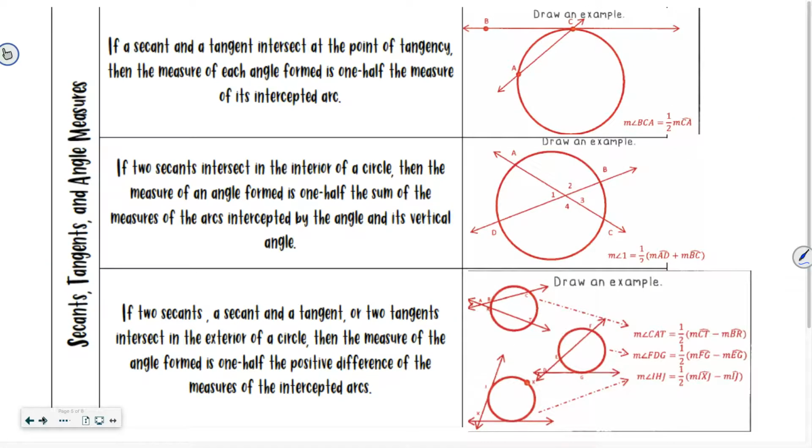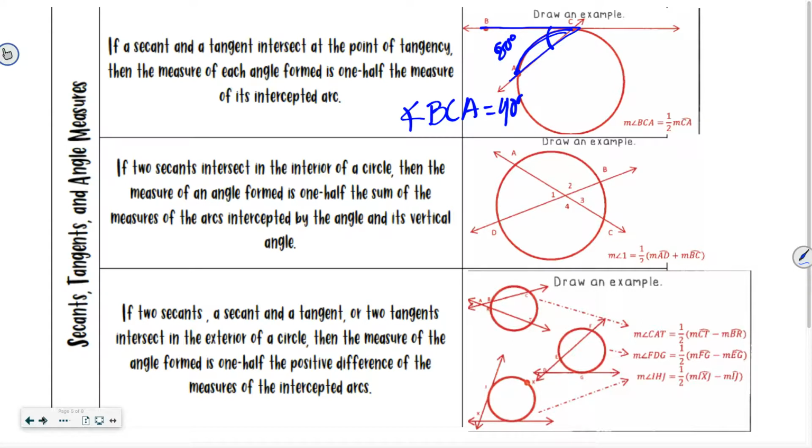All right, we have 3 more theorems for this page. If a secant and a tangent intersect at the point of tangency, then the measure of each angle formed is 1/2 the measure of its intersected arc. So here we have this angle, and what they're saying is this angle here, its measure is half whatever this arc is. So let's just say this arc is 80 degrees. That means angle BCA is going to be half of 80, which would be 40 degrees.